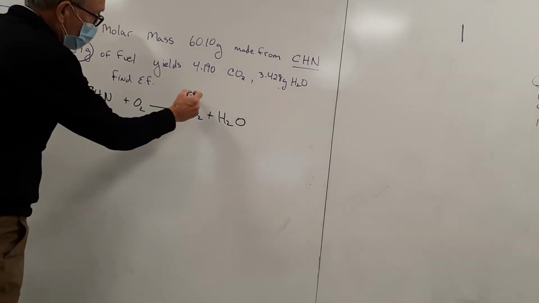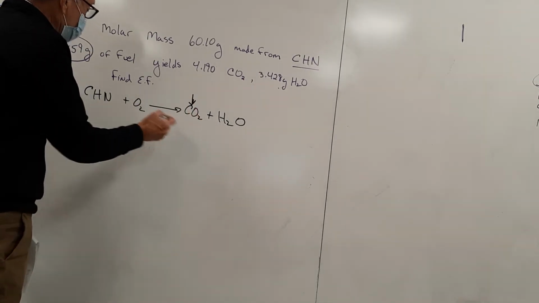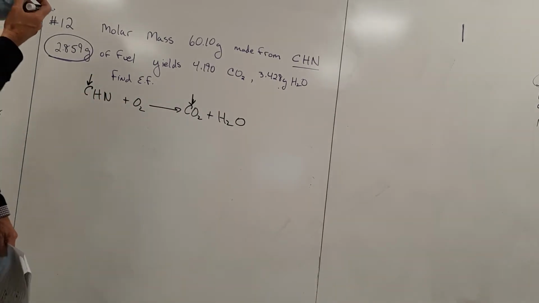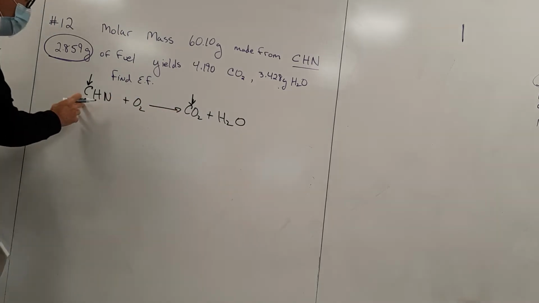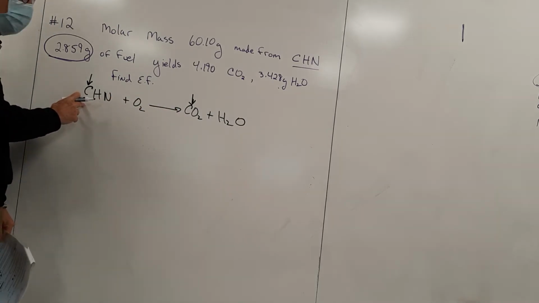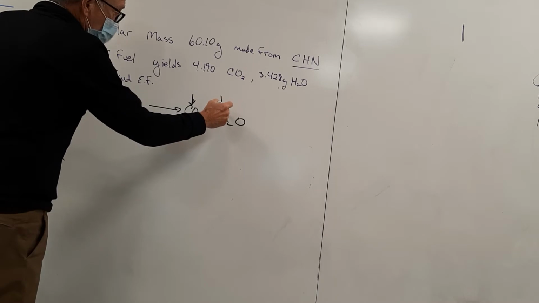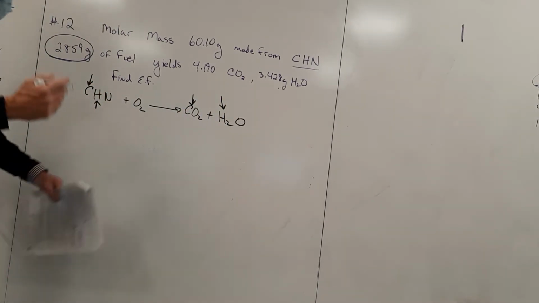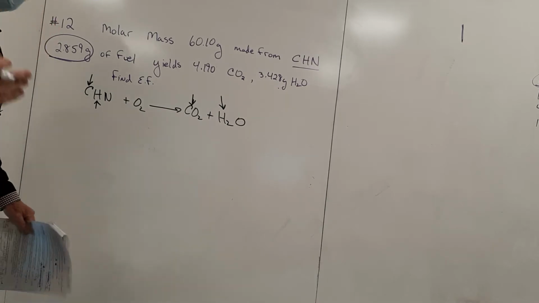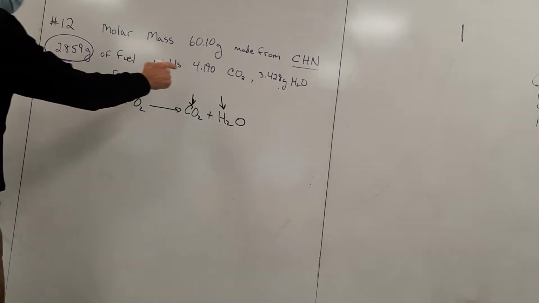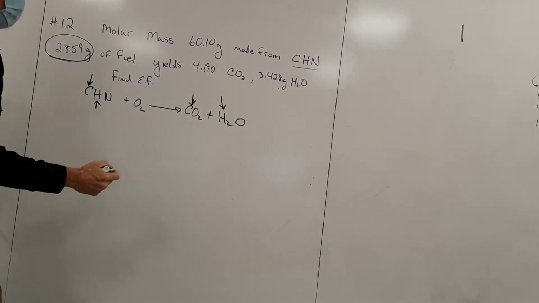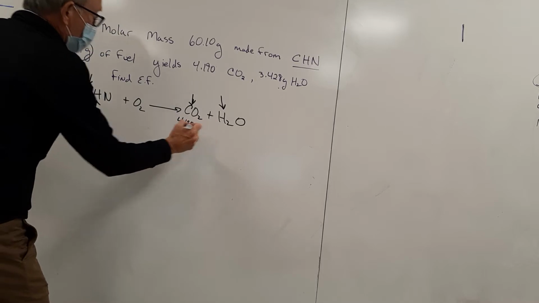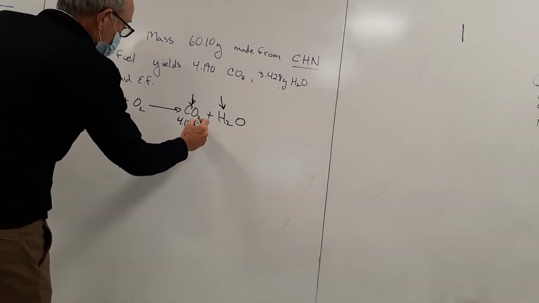Now, the law of conservation of matter says that matter can't be created or destroyed. So all the carbon I have in the carbon dioxide has to come from the fuel. So if I can figure out how much carbon is in carbon dioxide, I can figure out how much carbon is in the fuel. If I can figure out how much hydrogen is in the water, I can figure out how much is in the fuel. How do I go about doing that? Percent composition. So I've got 4.190 grams of carbon dioxide.